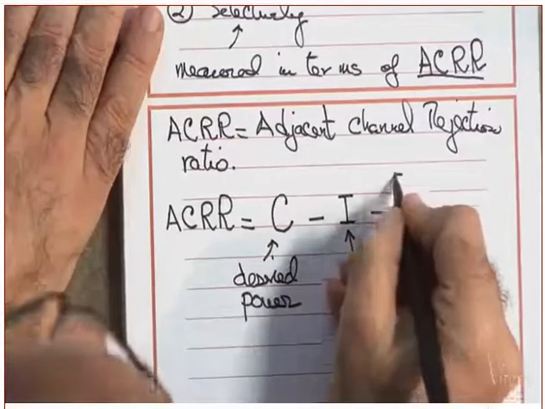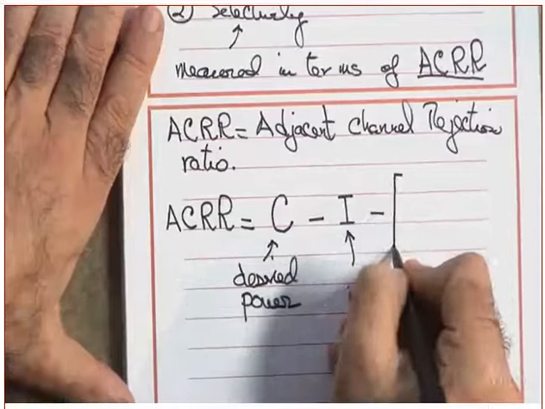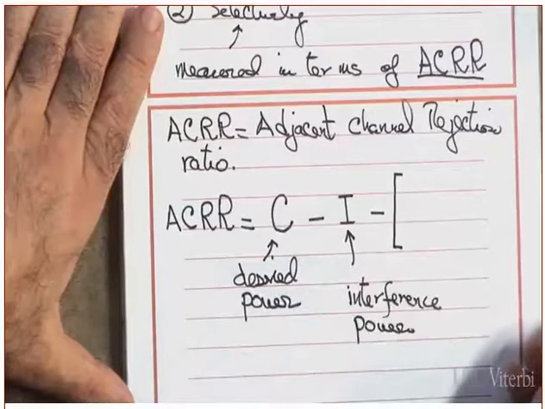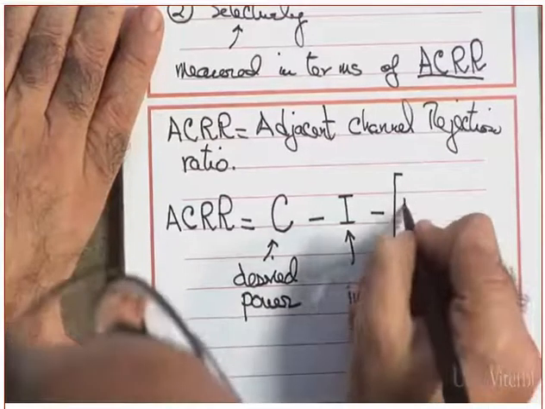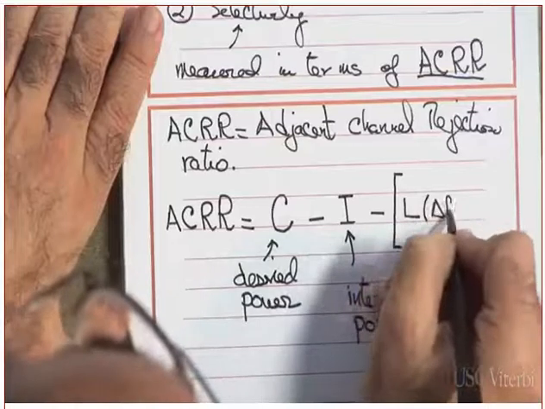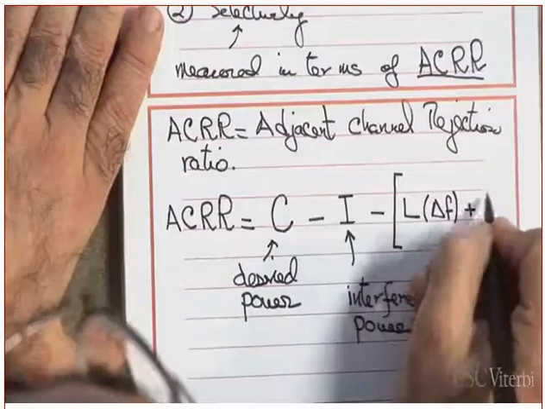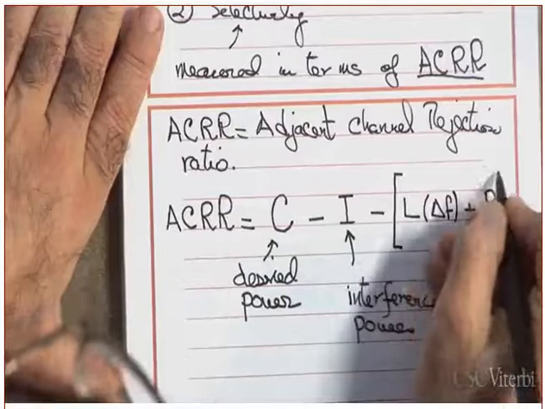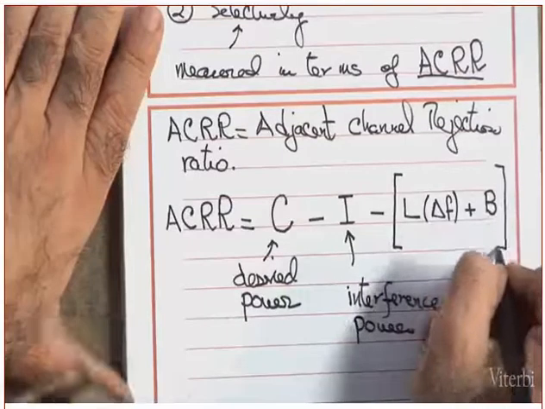Minus. Close the bracket. Sorry, close the bracket. Open the bracket. Let's see if you can help me. L delta F plus what? B. Let me explain to you what this means.